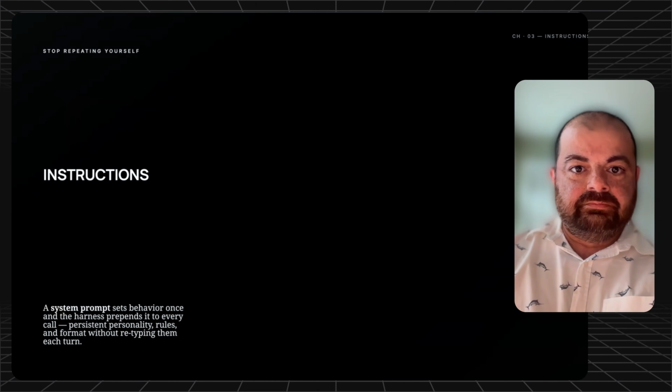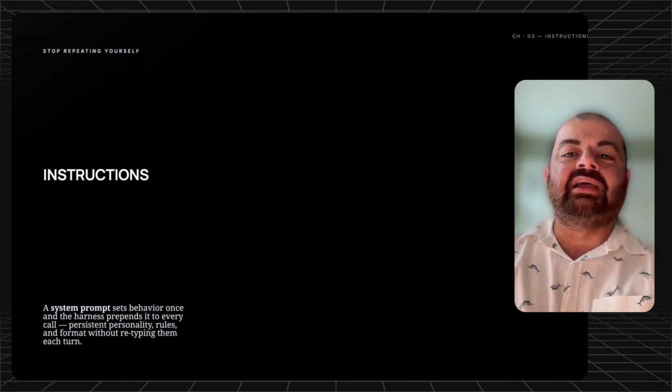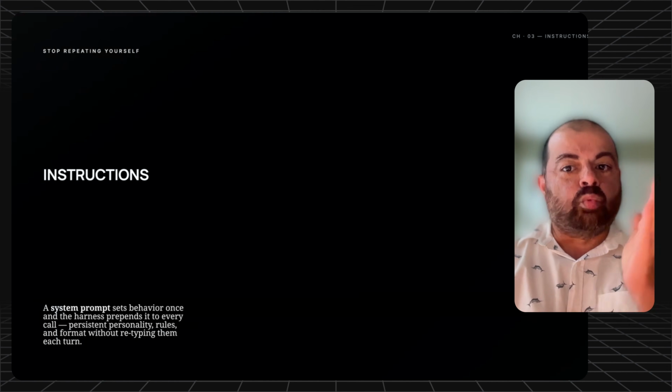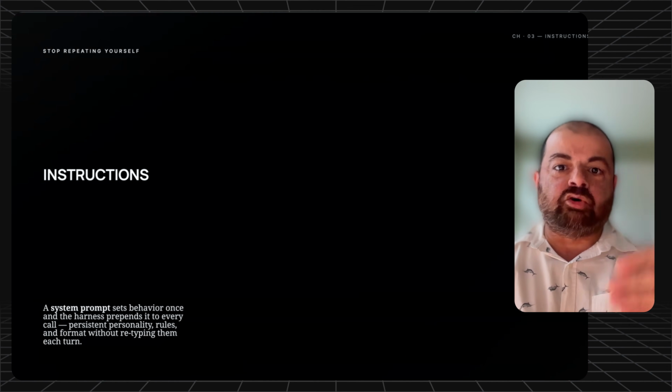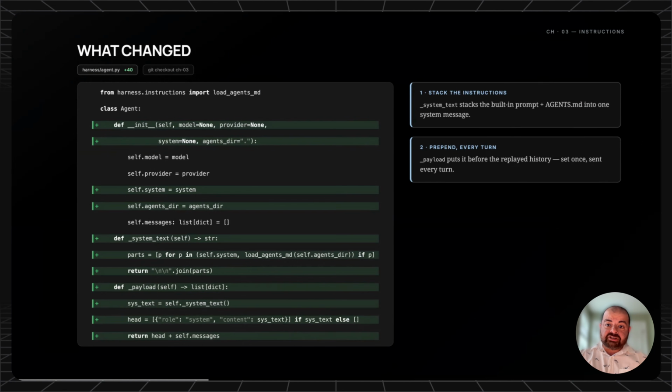Chapter 3, instructions. As we saw, it remembers the conversation now, but it still behaves like a stranger every turn. So a system prompt fixes that. One message, the harness prepends on every turn. You set it once and it sticks. And real projects have a whole file of rules. So here's what we do. The harness auto-loads the agents.md from the working directory onto that system prompt. The same convention as Codex and Claude Code.